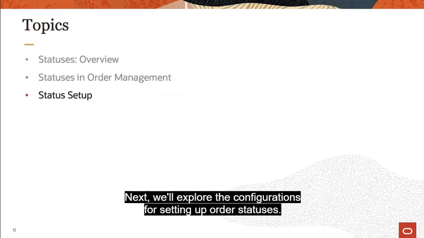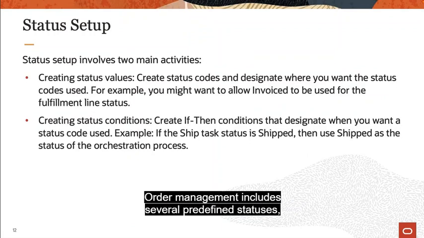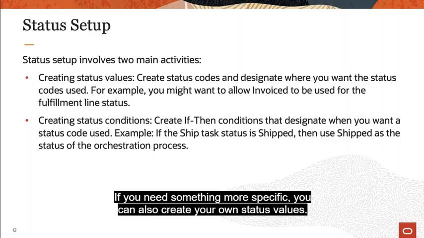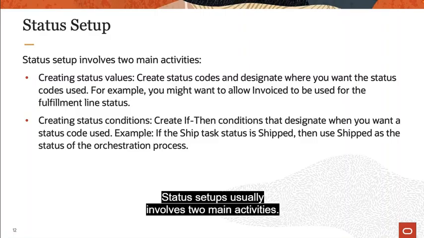Next, we'll explore the configurations for setting up order statuses. Order management includes several predefined statuses, and those may be enough for your organization. If you need something more specific, you can also create your own status values. Status setups usually involve two main activities.